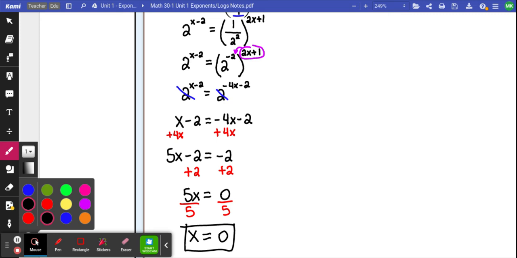Yep, that's fine. Yeah, so if you wanted to make it 2 to the negative 1, like if you went 1 over 2 to the negative 1, yeah, that works. I just prefer to get rid of fractions, but you could turn it into fractions. Yeah, that works. Okay. All right.